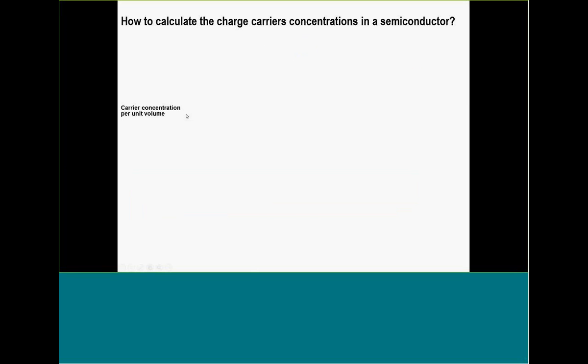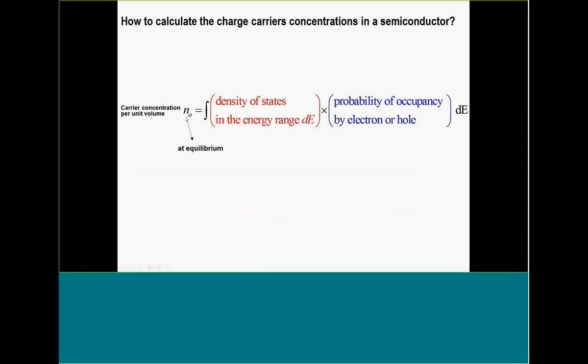Normally, we use the term charge carriers per unit volume, with the subscript zero meaning at equilibrium, which is equal to the integration of the density of states in the energy range dE times the probability of occupancy by electrons or holes, where we integrate across the energy range dE.